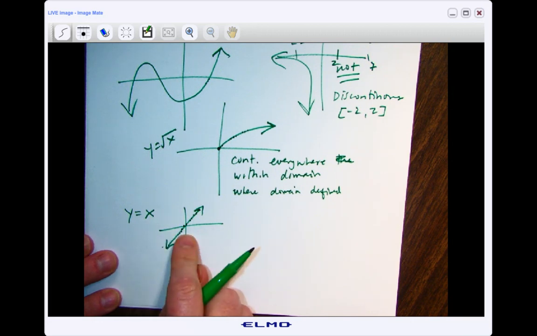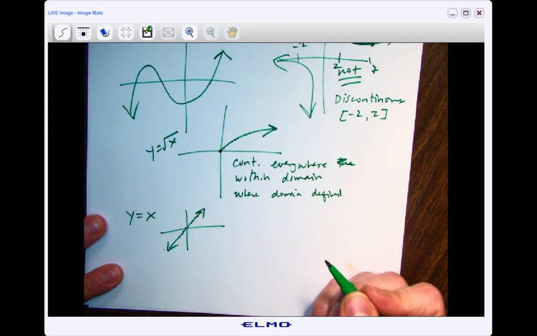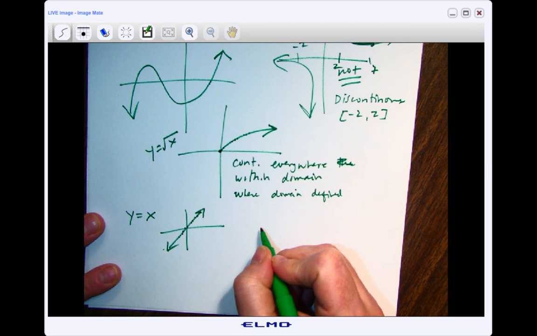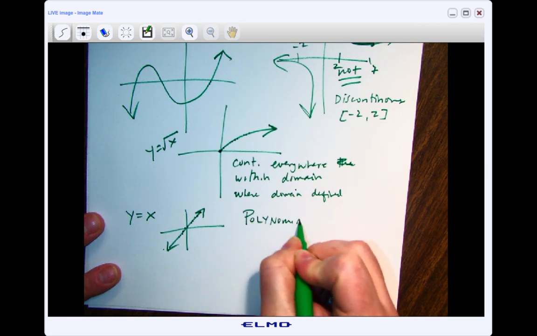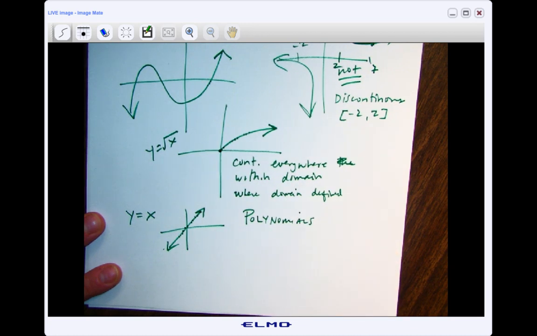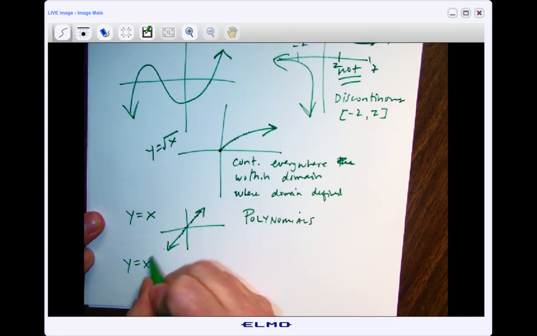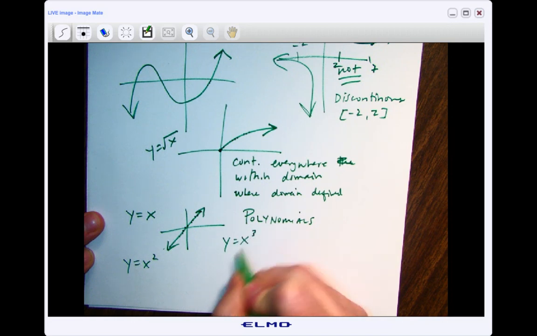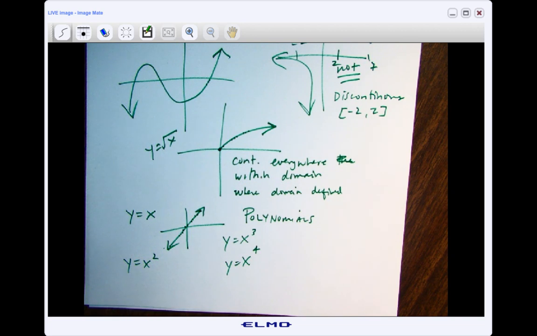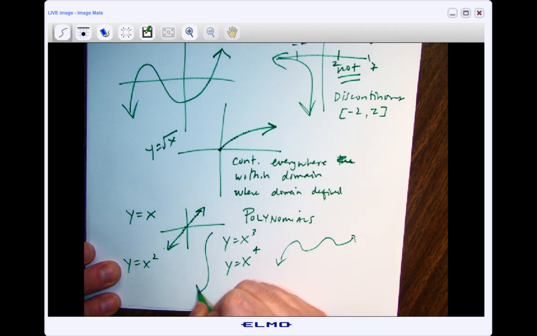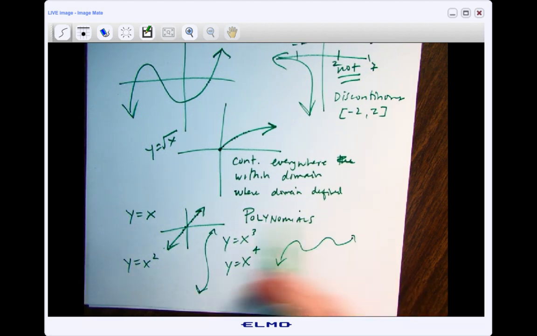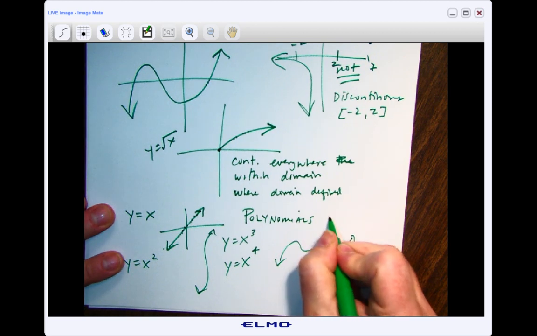So linear functions fall in a category of functions called polynomials. Anything that falls in the category of a polynomial doesn't have domain restrictions. We know that they don't have endpoints and they don't have any problems. They're always just going to be nice, cute curves that go on forever and ever. And so all of these functions, all polynomials, are continuous.